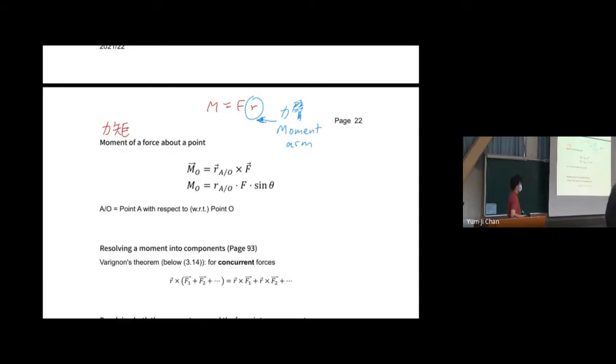And this is one thing, the most important thing. If we have an object and we have a point O and we have a force acting on point A, and therefore we have force R. I think this is clear, right?